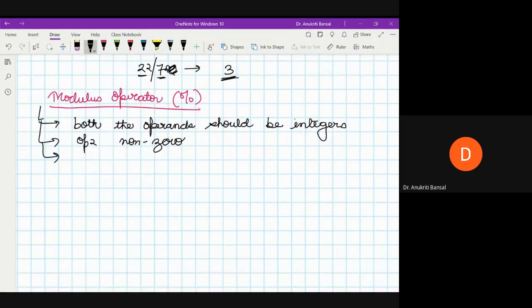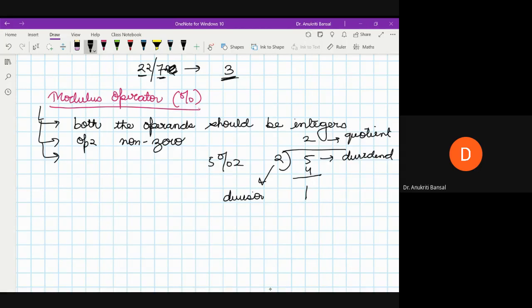Now some points to remember. If I write it like this, this is my dividend, divisor, quotient, remainder. If dividend, or I am writing it as operand 1, is greater than operand 2, it will give the remainder as output. So 10 mod 3 is 1.